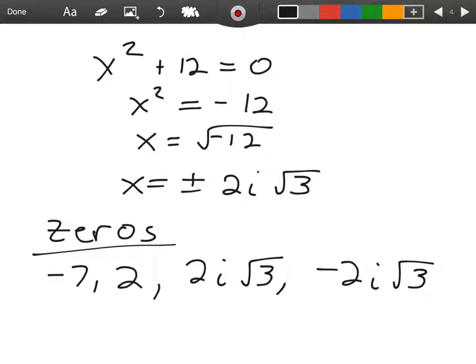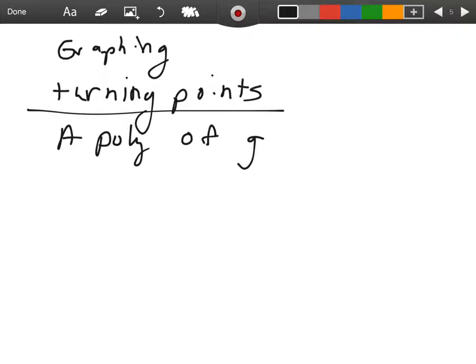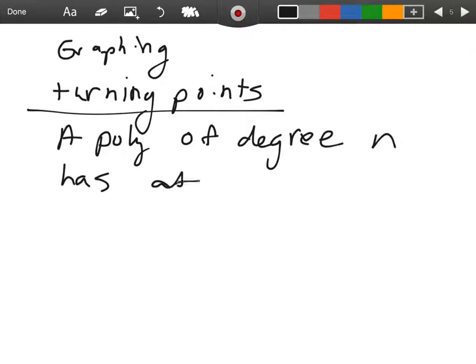Okay, so I'm going to go on and talk a little bit about graphing to kind of finish this section up. How do we graph these polynomials? Again, we have a couple more theorems here as far as graphing. First, we have turning points. On turning points, it says a polynomial of degree n has at most n minus 1 turning points.